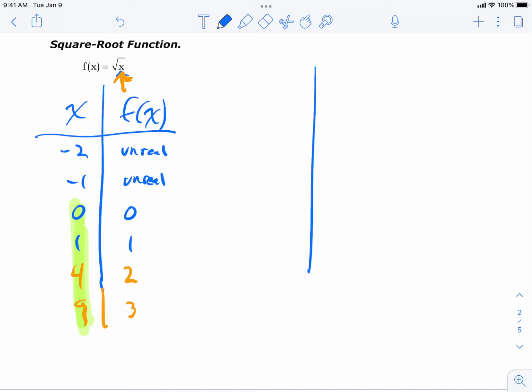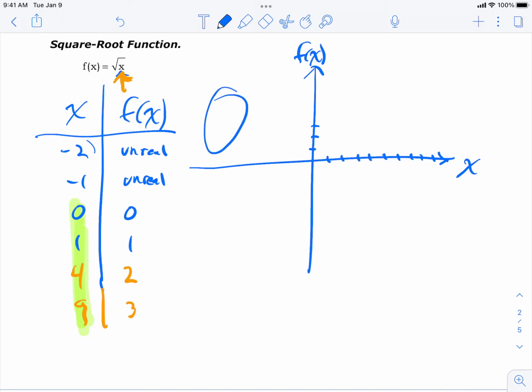So what's this graph going to look like? This is x. This is, remember, f of x. And I kind of went out to 9: 1, 2, 3, 4, 5, 6, 7, 8, 9. Notice I can't plug in negative numbers. I get unreal answers. There's nothing to graph over here. I can't use negative x. But when x is 0, I get 0. When x is 1, I get 1. When x is 4, I'm up to 2. And when x is 9, I'm up to 3.